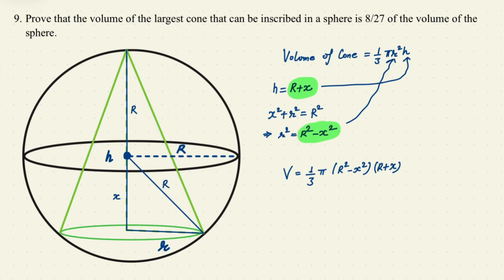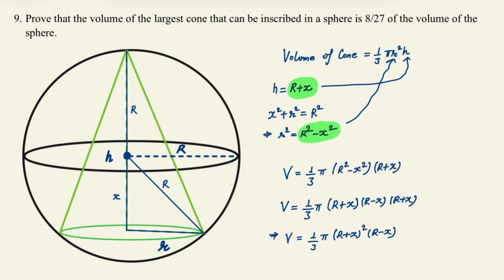Since we have to maximize the volume of the cone, before differentiating V with respect to x, let us simplify this equation further. So here I can write V equals 1 by 3 pi. This is in the form of a square minus b square, so I can write it as (R minus x) into (R plus x), times (R plus x). So then my volume of the cone can be written as 1 by 3 pi (R plus x) whole square into (R minus x). So this is the given function.